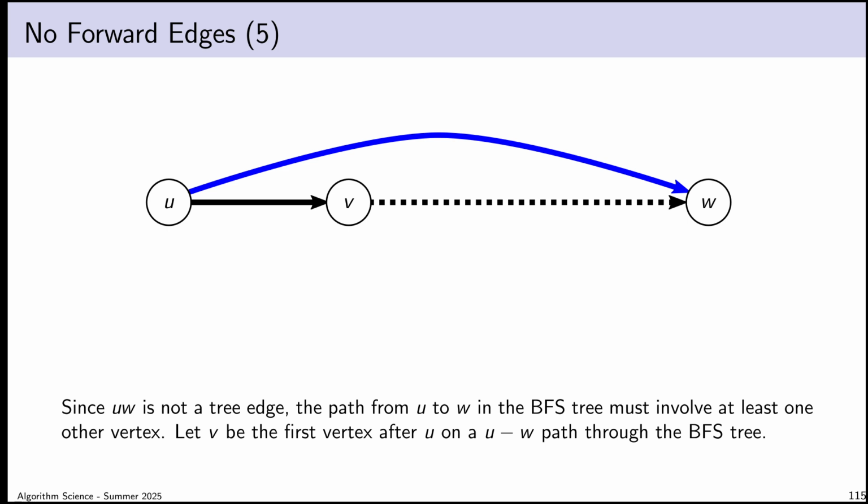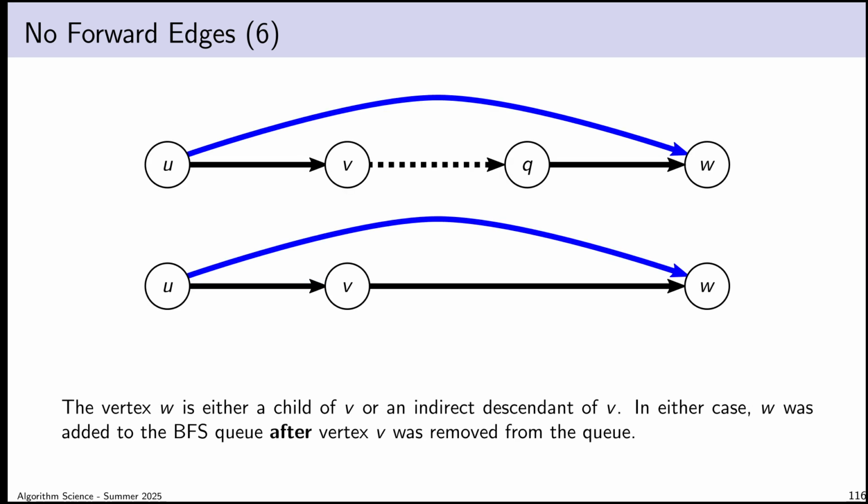Okay, so carrying through that observation, we end up with this. Because UW is not a tree edge, the path from U to W must involve at least one other vertex. So let's let V be the next vertex after U along the path from U to W in the BFS tree. Now, just to be clear here, the vertex W could be a direct child of V. That is, there could be only one stop between U and W. Or there could be some longer path. We don't really care how long it is. So it could either be that the path from U to W makes a whole bunch of different stops, where the first stop is V and the last stop we're going to call Q, or it just makes the one stop at V. So those are the two cases. We should be aware of both of them.